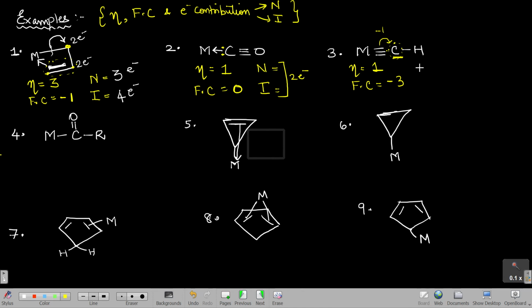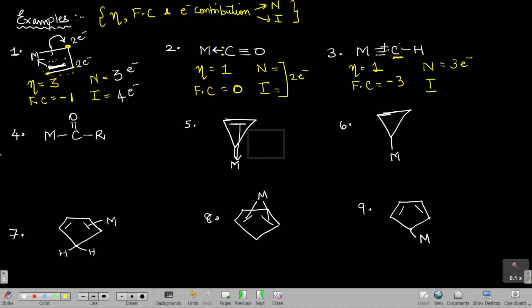Now the next part that we are going to see is the electron contribution. One is through the neutral method, the other is through the ionic method. For electron contribution in the neutral method, it's very simple. You count the total number of electrons. So there are totally 6 electrons, right? So you divide it equally. So 3 electrons for the metal, 3 electrons for the carbon. So in the neutral method, the electron contribution is going to be 3. That's all. You just count the total number of electrons and equally divide it between the 2 atoms.